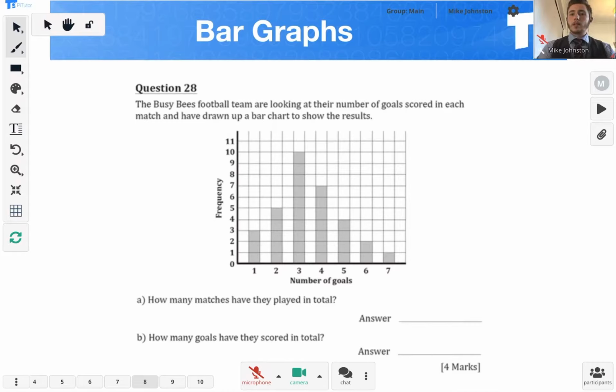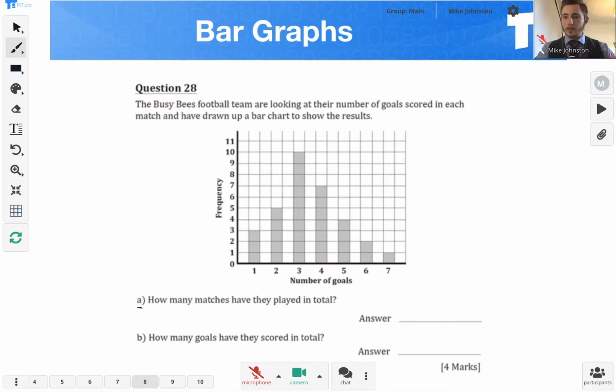Okay, so the Busy Bees football team are looking at their number of goals scored in each match, and they've drawn a bar chart to show the results. Here's one little tip: I always read both parts of the question first before I attempt the questions, before I even read much of the data. I won't really look at this graph until I've read A and B, just so you know what you're looking for. So how many matches have they played in total, and how many goals have they scored? So, matches played in total.